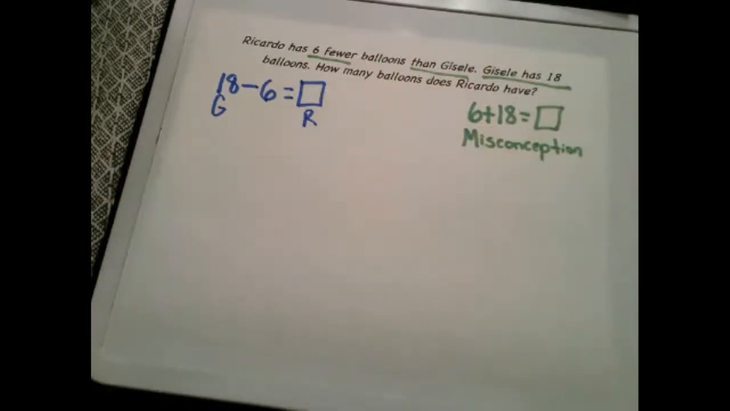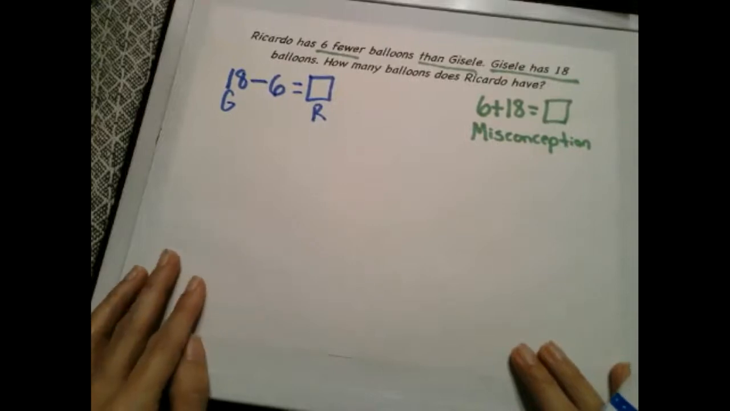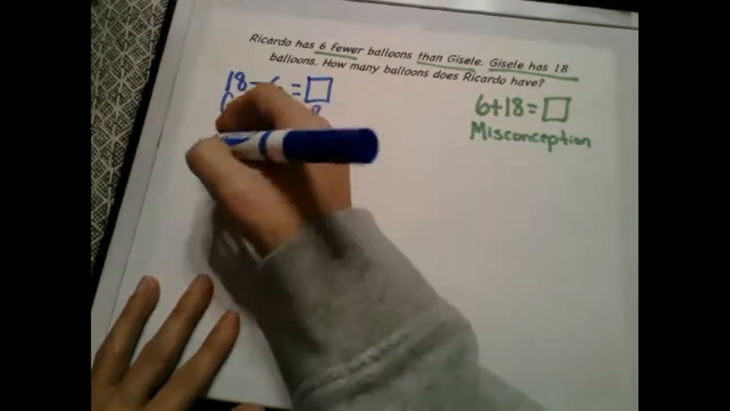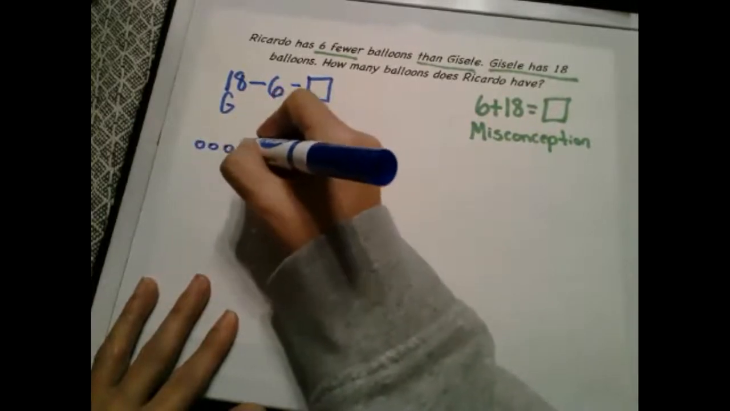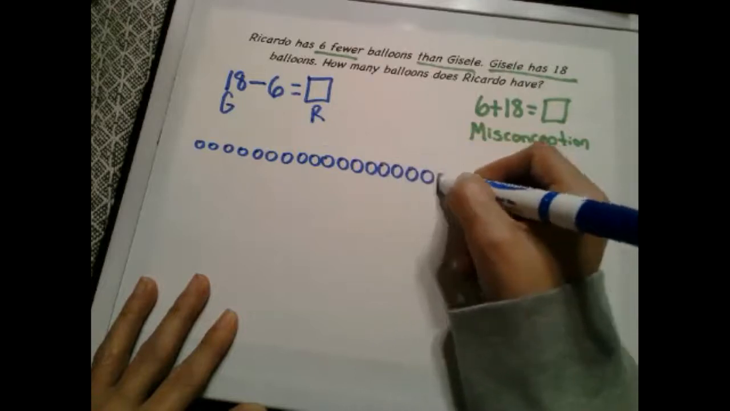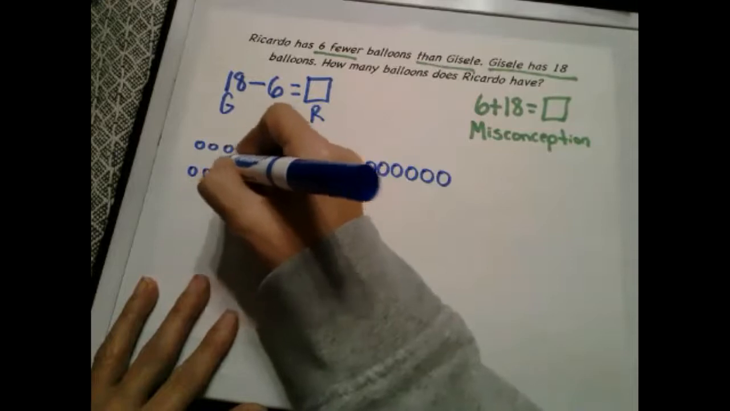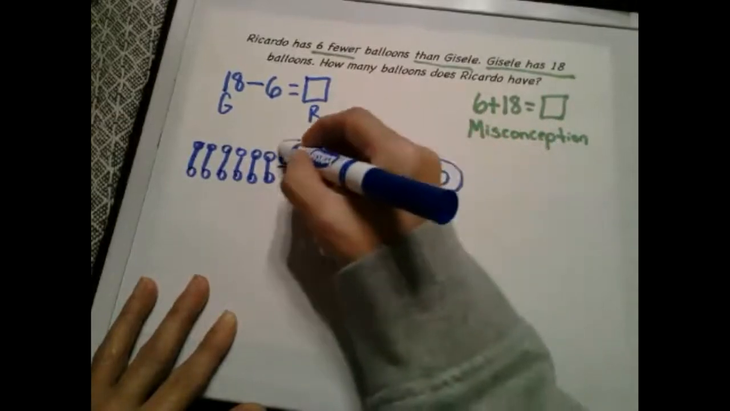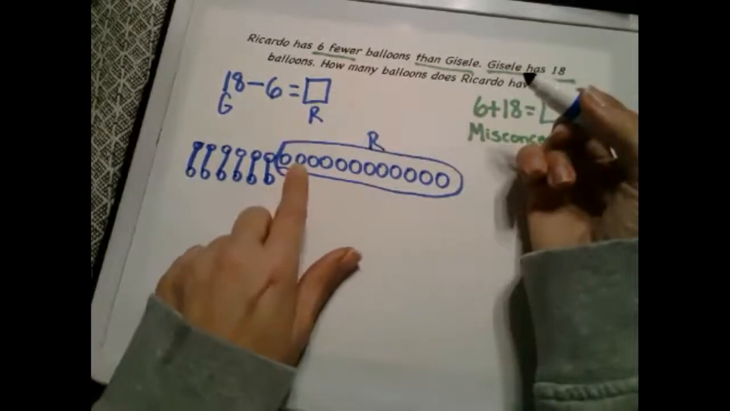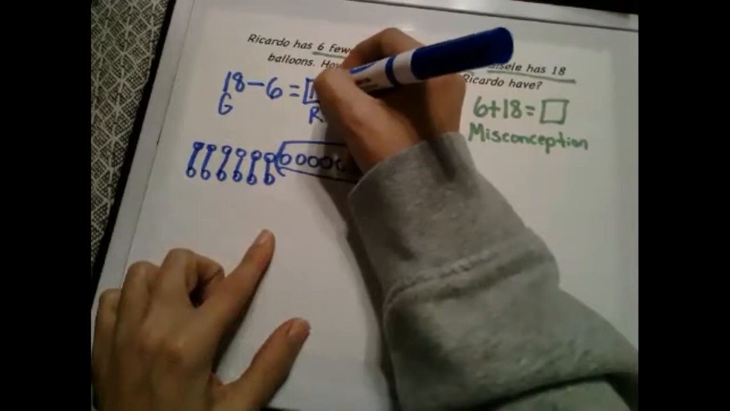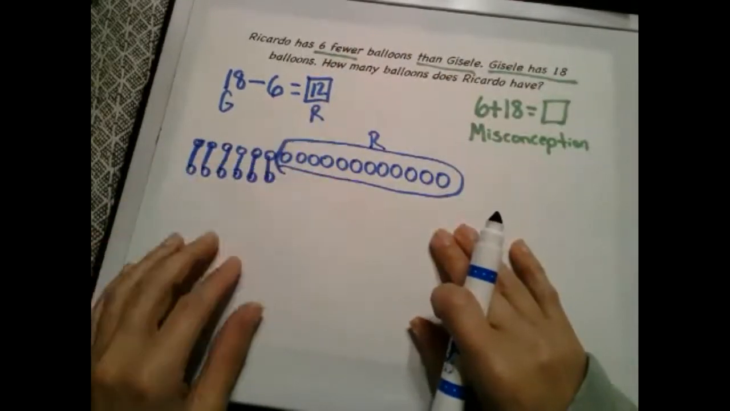So using what we know about solving these types of problems, how would I solve it? What did you do to help you solve this problem? Great thinking. I saw where someone used their comparing way. They put the 18 and then they put their 6 fewer. They compared, and that let us know how many that Ricardo had. He had 1, 2, 3, 4, 5, 6, 7, 8, 9, 10, 11, 12. Because 18 minus 6 is 12.